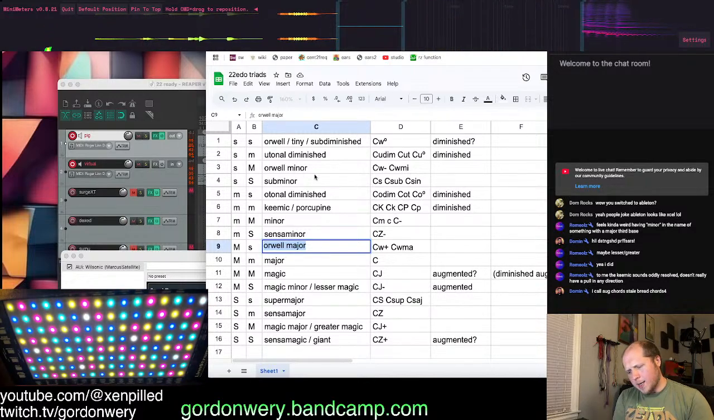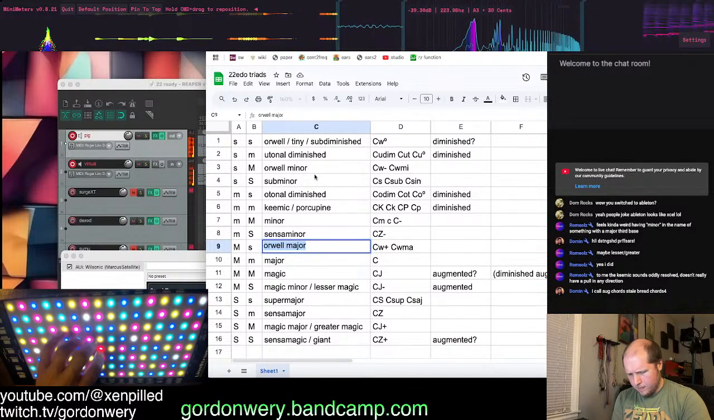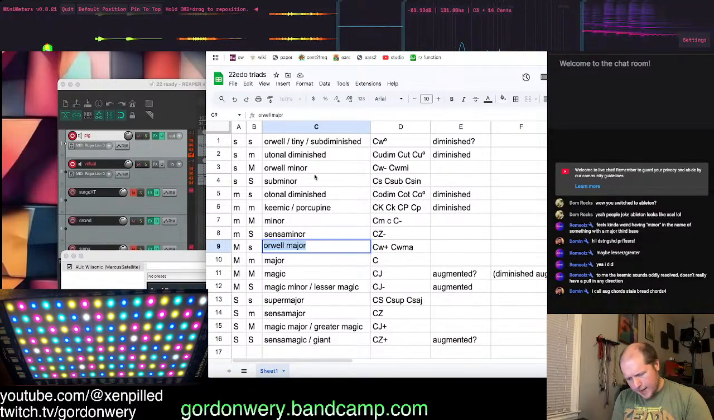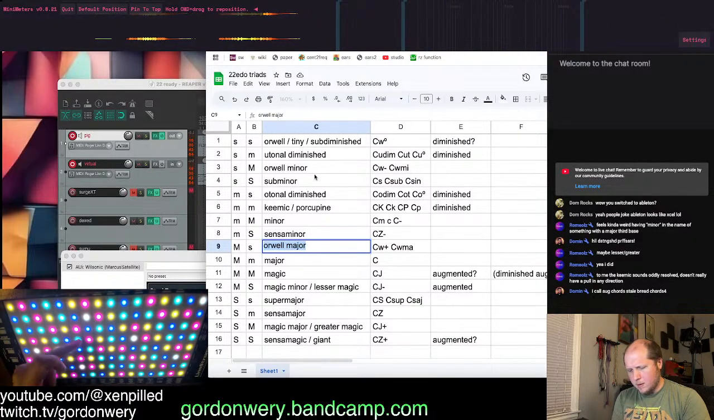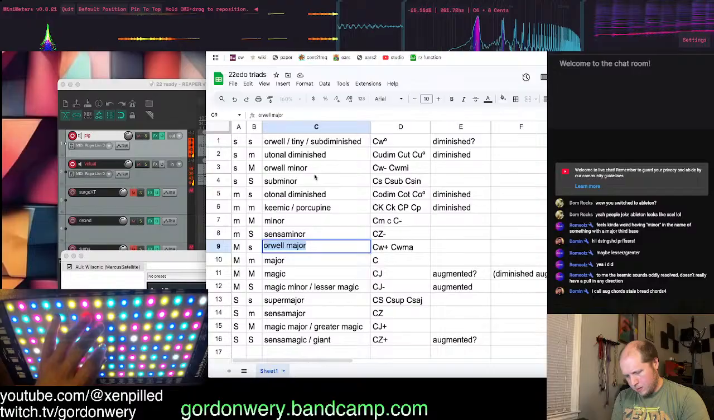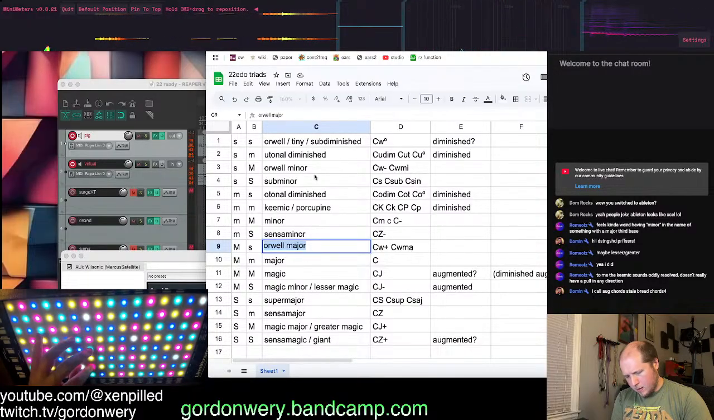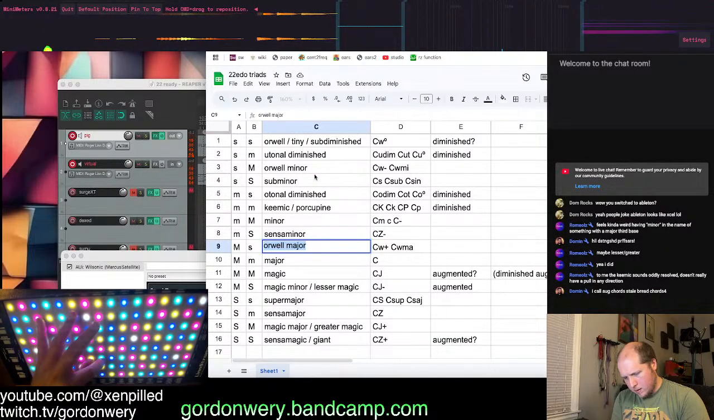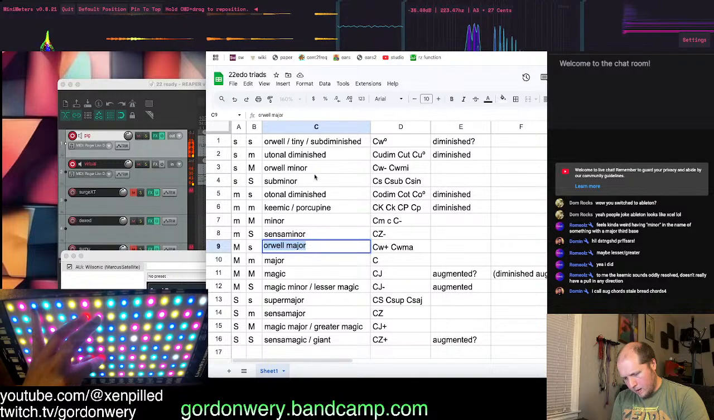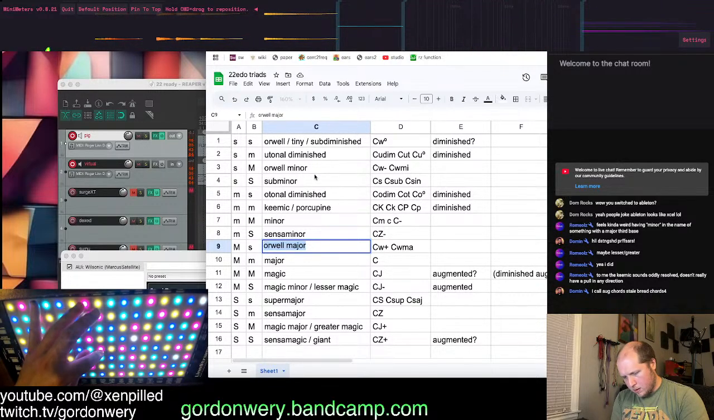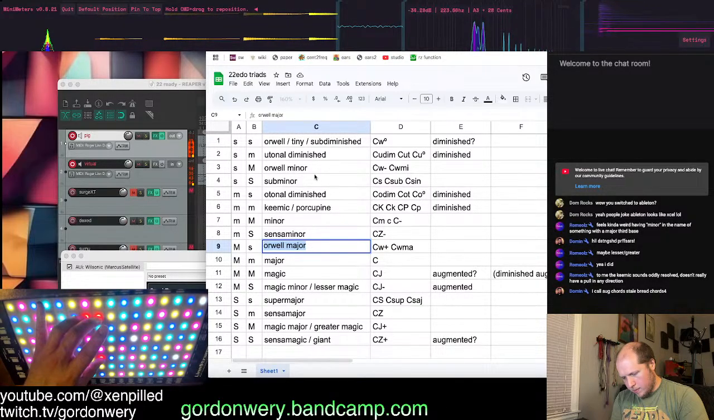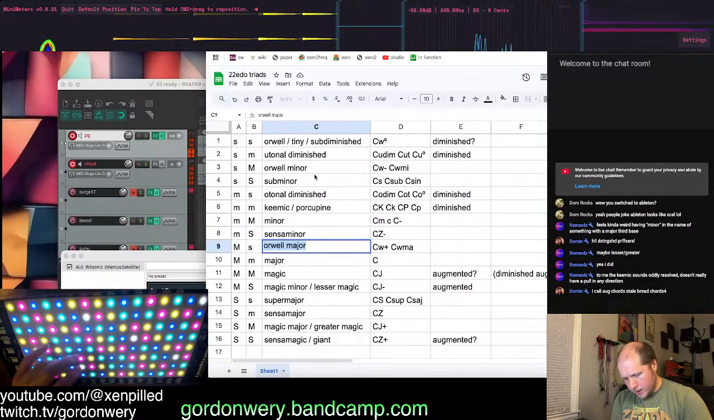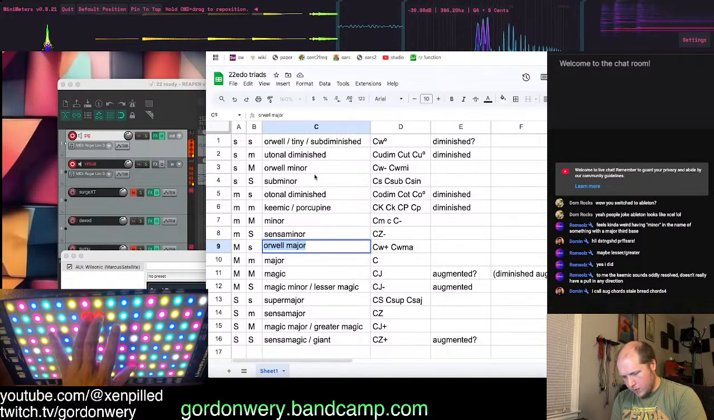So this is another one I like. I can't remember what this is called, but it's got a down 2, down 3, an up 4, 5, 6, down 7, back to the root. So it goes major, magic, minor, Orwell major, Orwell major, Orwell minor, Orwell minor, major.